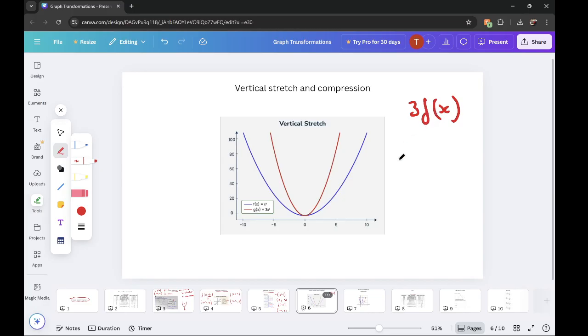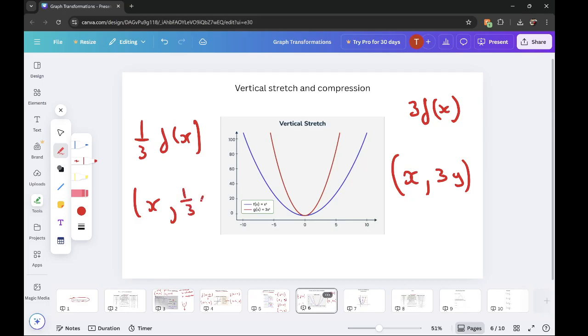So that means that this vertical stretch increases the values of y. Since this can be considered y, the values that will be updated are x comma 3 times y. That is how you'd update your coordinates. And if it was a small value, like let's say this was 1/3 times f of x instead of 3, it would just be x comma 1/3 times y.